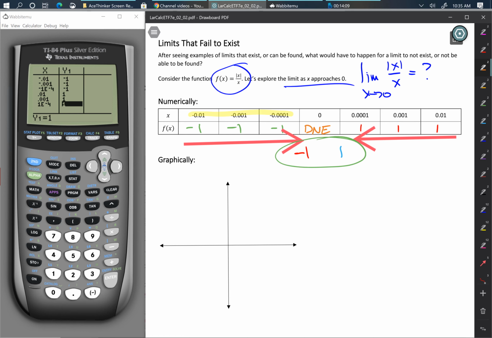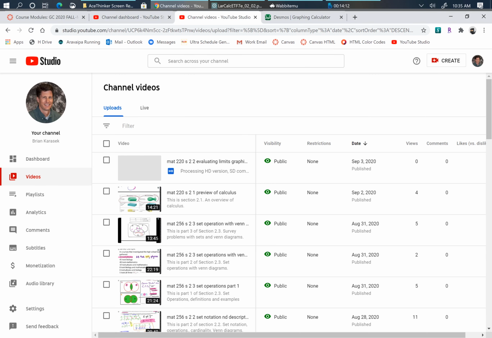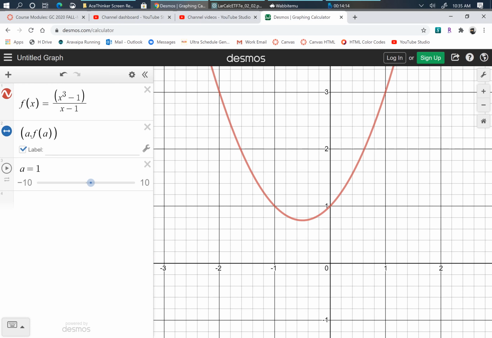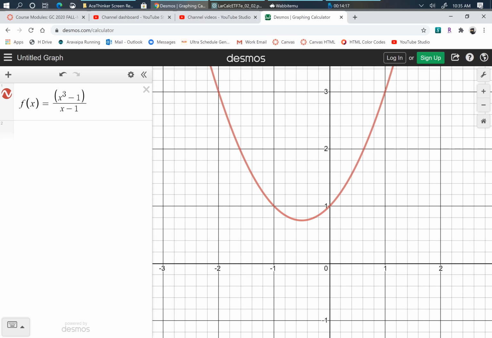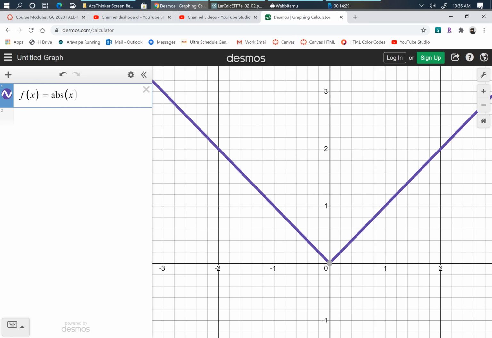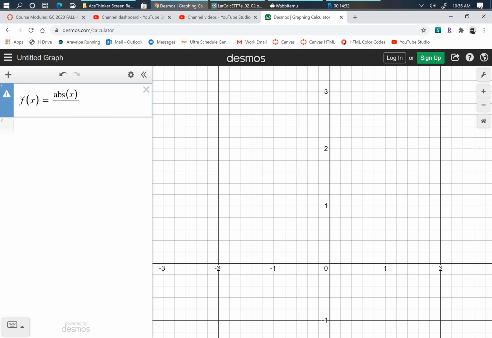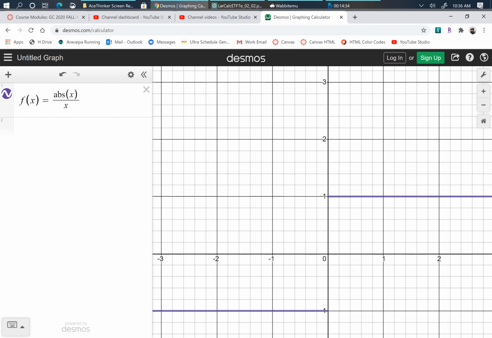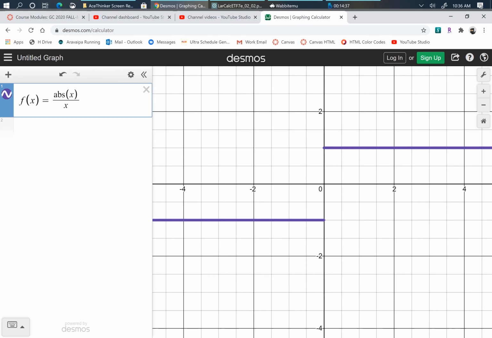I don't trust myself. I want to take a look at a graph. So I'm going to go back over to Desmos, close that, get rid of that, and I'm going to graph that function. So we were told its name was f of x, and it was equal to the absolute value of x divided by x. And if I look at the graph of this thing, it looks like two horizontal rays that both come together and stop right there on the y-axis.